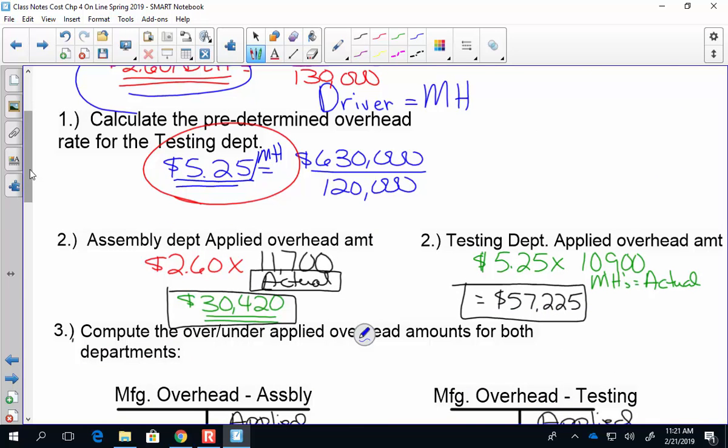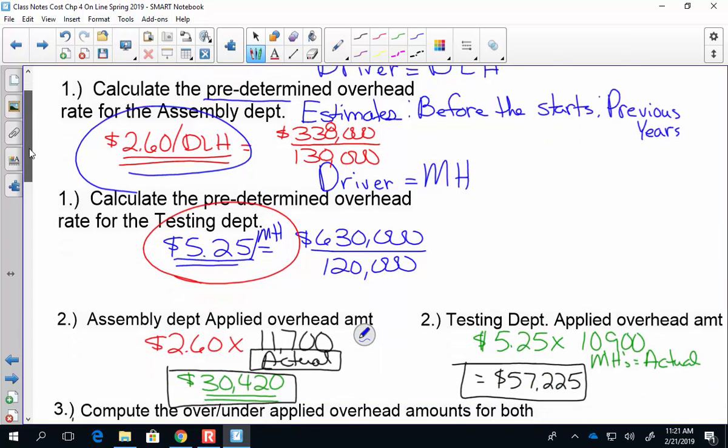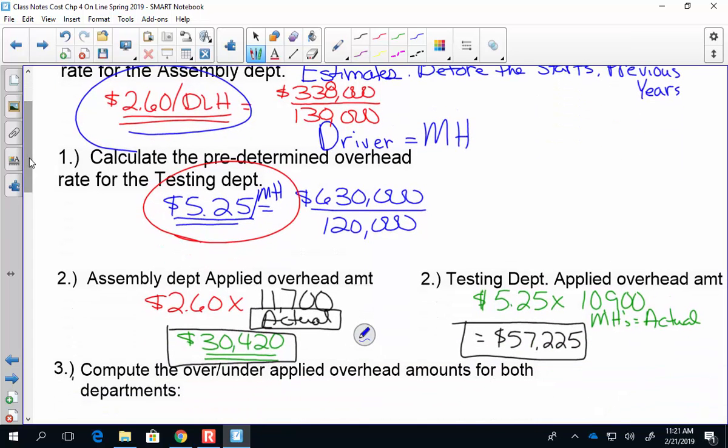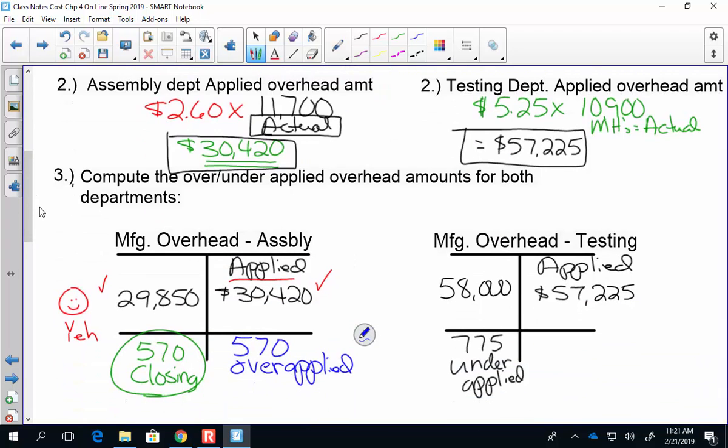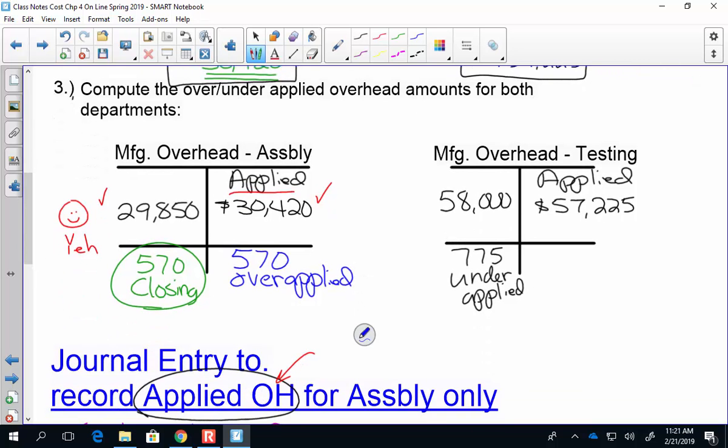So look at question 40. It just shows that predetermined step 1 computation, the application of the overhead step 2, and then finally the reconciliation in step 3. These are the answers. I tell you whether it's over applied or under applied, right here.